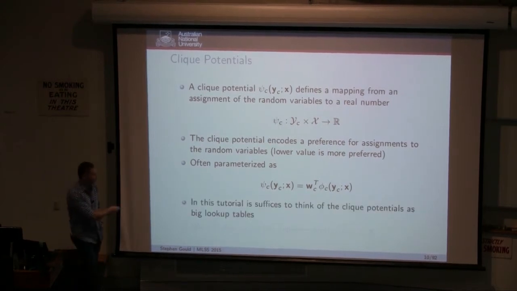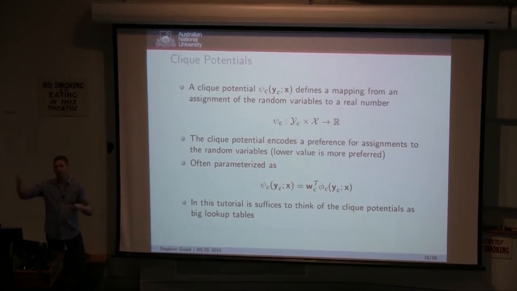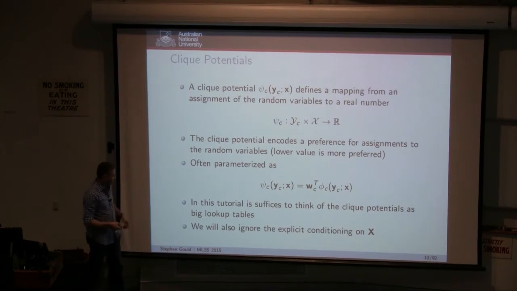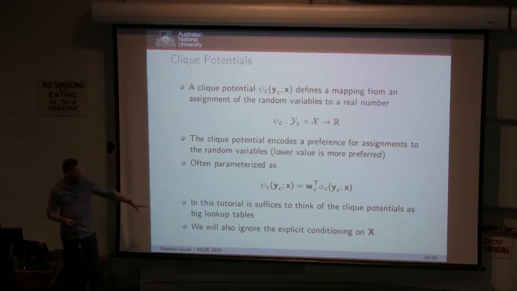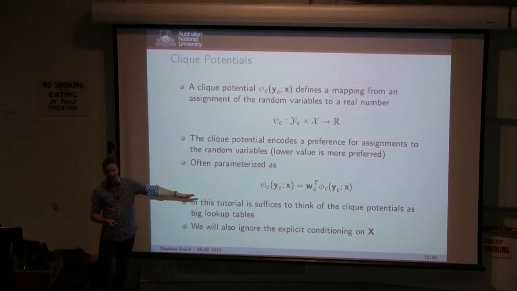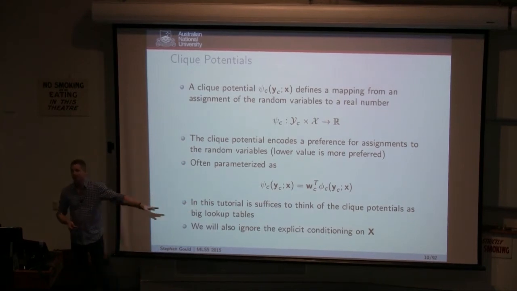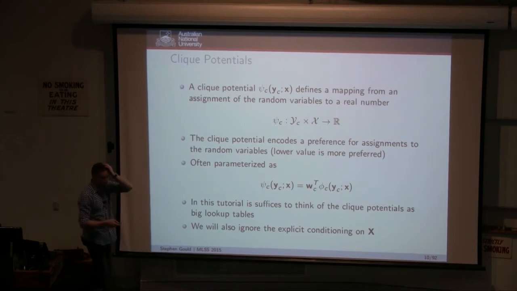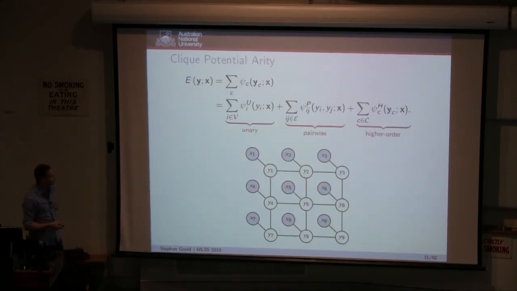For now, you could just think of the clique potentials as big lookup tables. So I have a subset of variables. I assign values to that subset of variables, and then this lookup table tells me the value of the clique potential, right? And it does that for every possible assignment to the subset, okay? And what I'm also going to do, just to simplify things, is ignore the explicit conditioning on x. So I'm going to assume that built into the definition of the table, you've already taken into account the observations. All right.